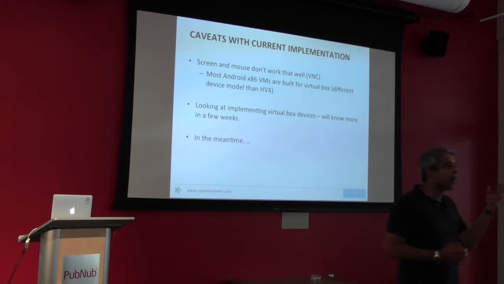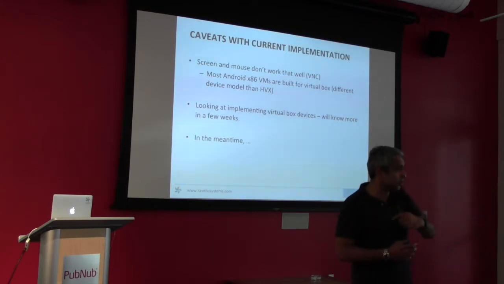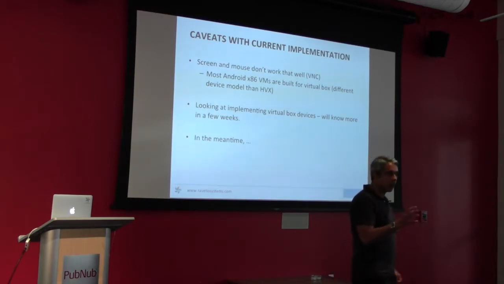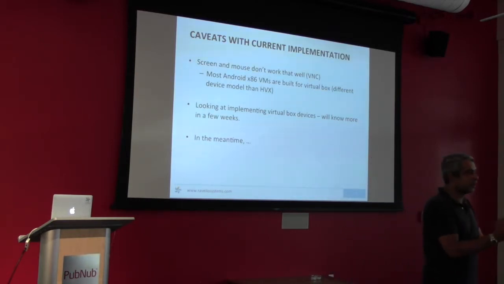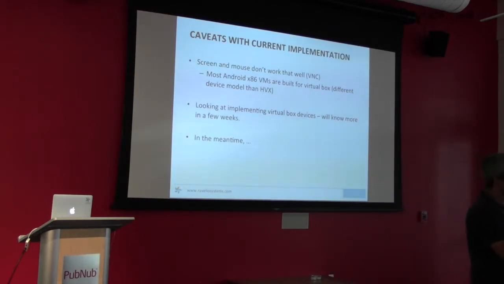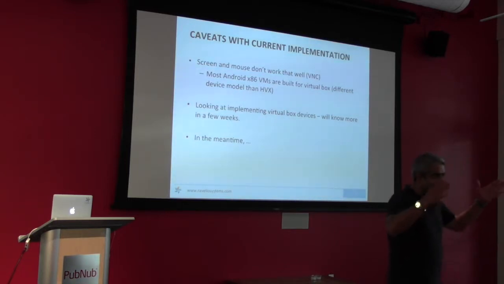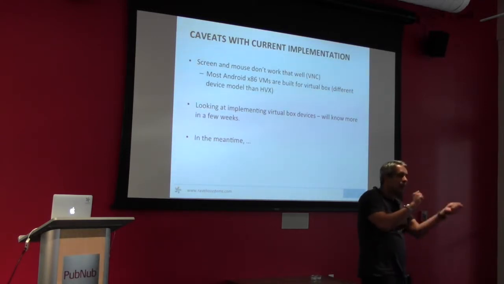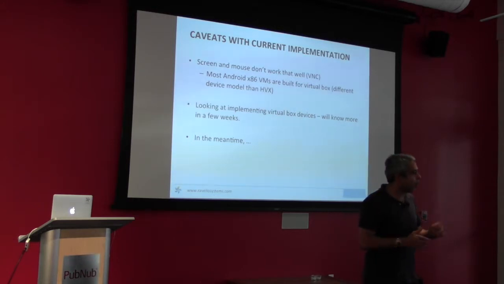So if you spin up an Android VM on Ravello, which I'll show you now, there are some challenges. The screen and mouse don't work that well. It's got to do with the VNC issue on how we connect to it. And most Android images these days are x86 images built for VirtualBox. So our hypervisor actually exposes VMware devices up to the virtual machine, not VirtualBox devices yet. That's why the mouse is a little bit off, the screen's a little bit off.